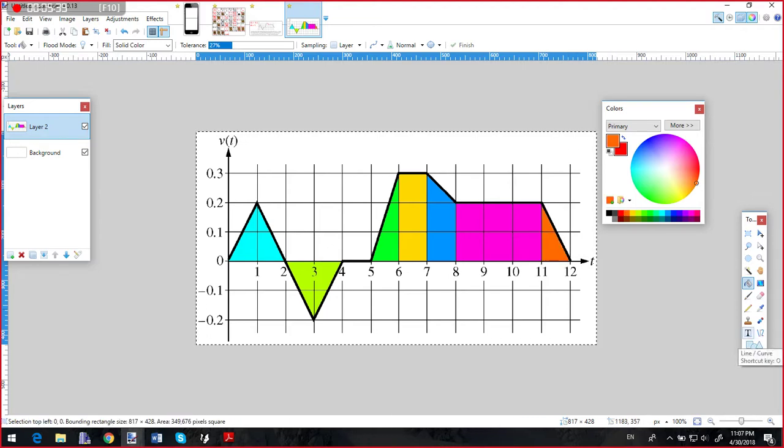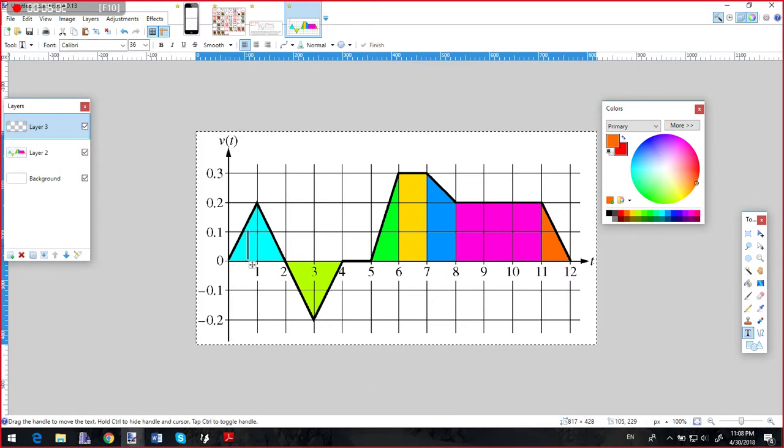Okay, so if I want these areas, my area for a triangle is 1/2 of base times height. So this is 1/2 of 2 times 0.2. 2 times 0.2 is 0.4. 1/2 of that is going to be 0.2. So this area is 0.2. This area is the same triangle, so negative 0.2.